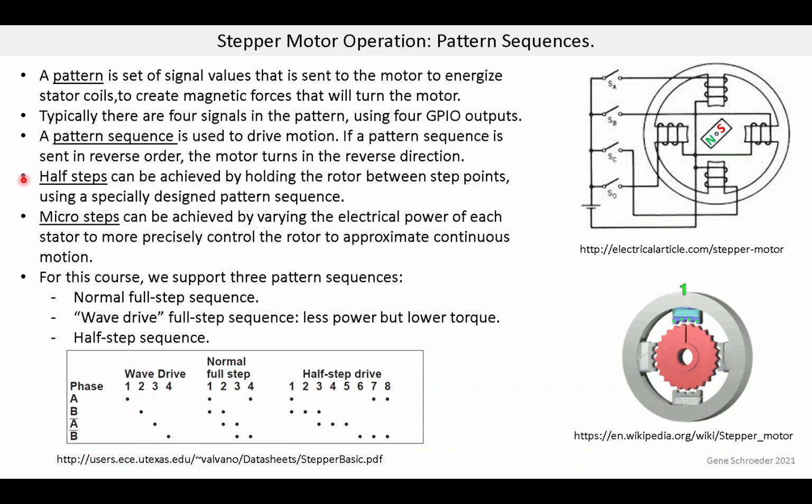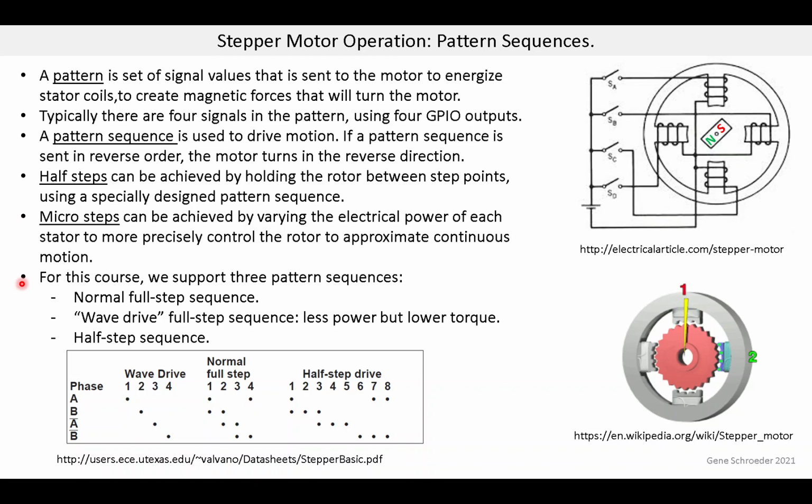Now, half steps can be achieved by holding the rotor between 2 step points using a specially designed pattern sequence. So this doubles the number of steps per revolution. You can take this further and do micro steps. In this case, you vary the electrical power for each stator to more precisely control the position of the rotor between steps. And in this way, you can approximate continuous motion. To go back to the ladder analogy, this would be like freezing your muscles at any time as you move from one step to another. It's not easy, but it's possible.